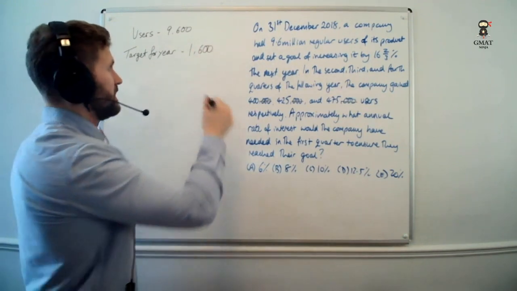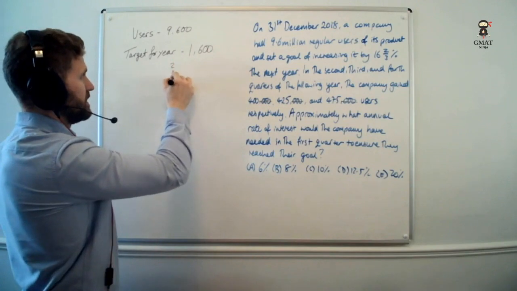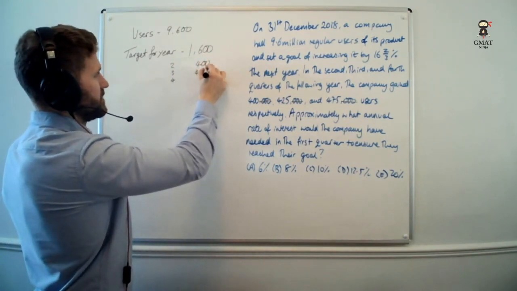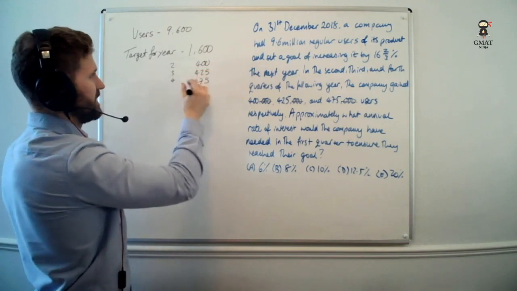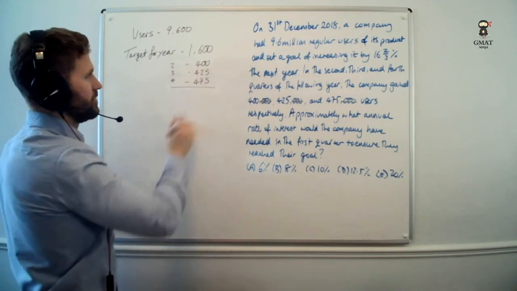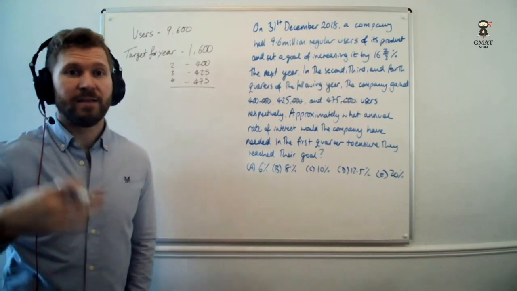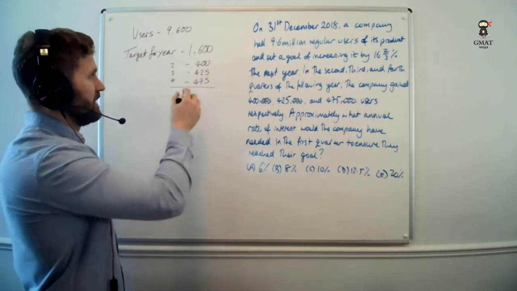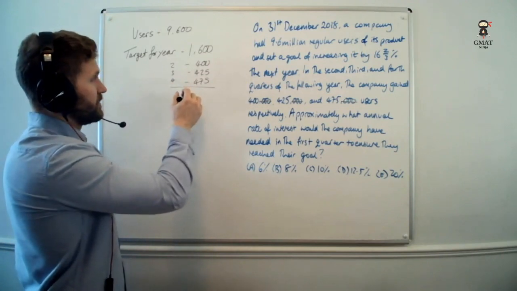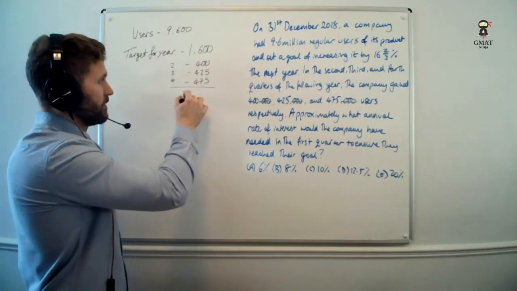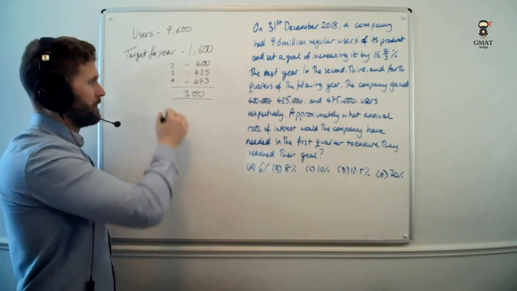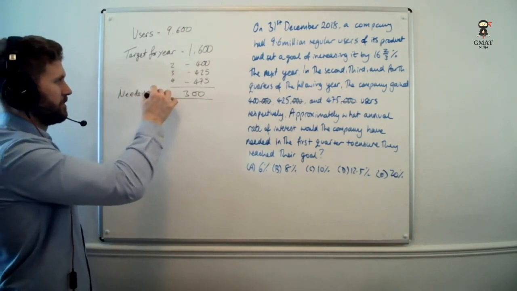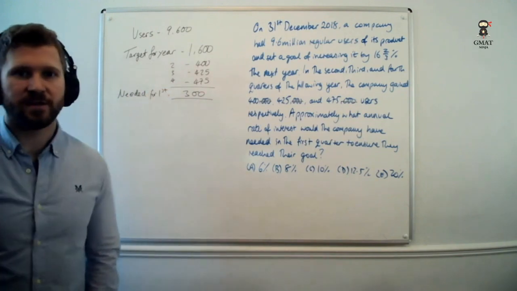Now, I know that in the second, third, and fourth quarter, I get 400, 425, and 475 users. And if I subtract all those away from the 1,600, that'll tell me how many users I need to gain in that first quarter. So in this case, if you do that subtraction, we should end up with 300 users. That's how many I need in the first quarter in order to make this target work.